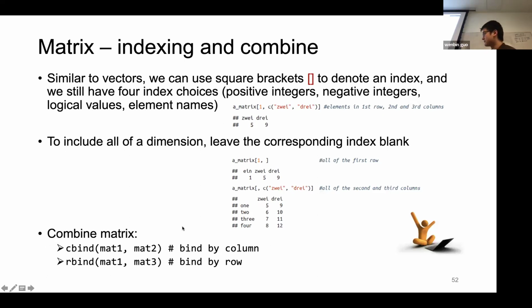If you want to combine matrices, you can use cbind, which means column bind. It will concatenate 2 matrices by column. And if you use rbind, which means row bind, you will concatenate the matrices as rows.